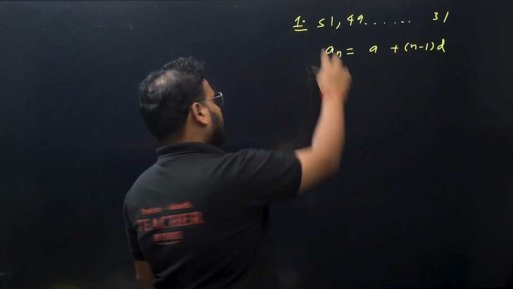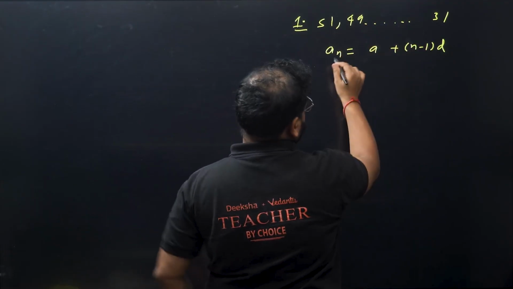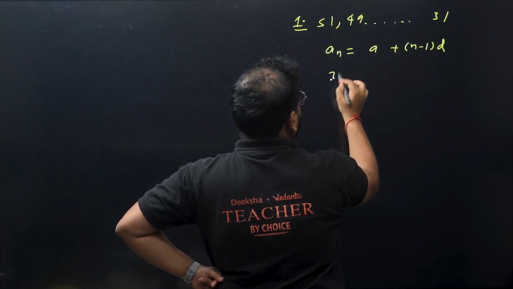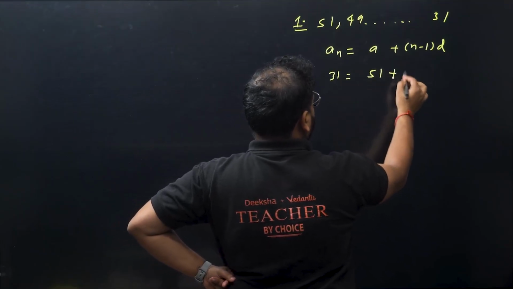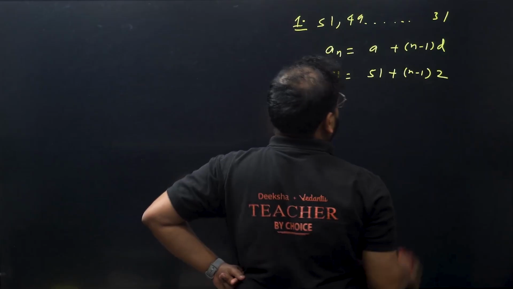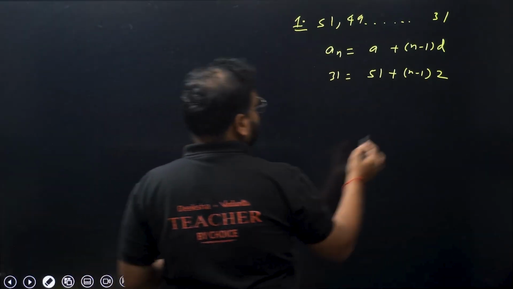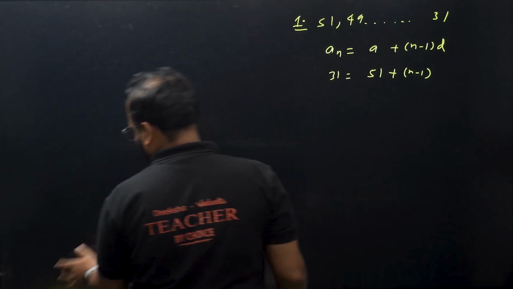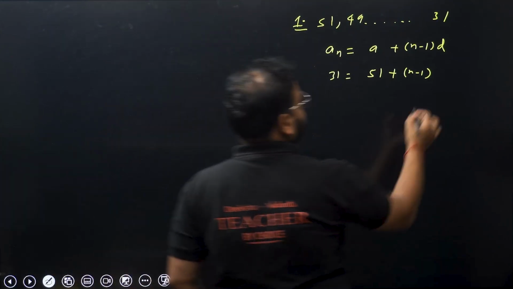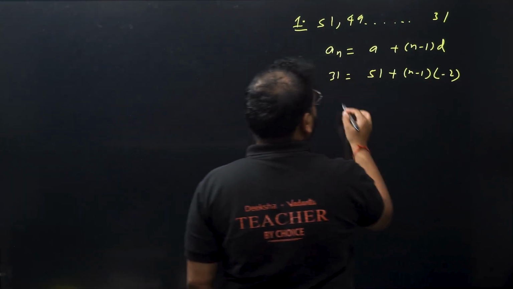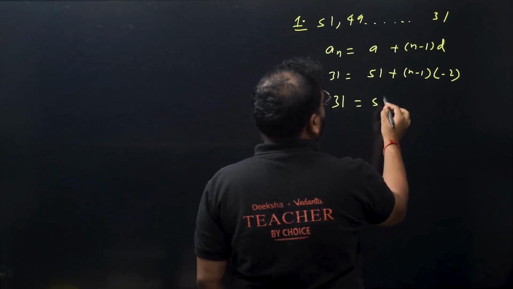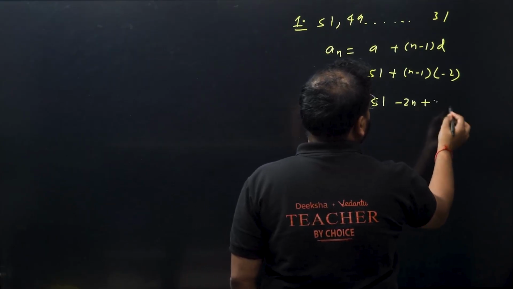Okay. First day is like this. An is 31, a is 51, (n minus 1) times d. It is minus 2 actually. Yes, this value d is minus 2. Expanding: 31 equals 51 minus 2n plus 2.